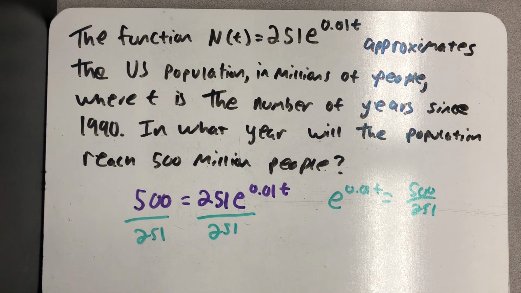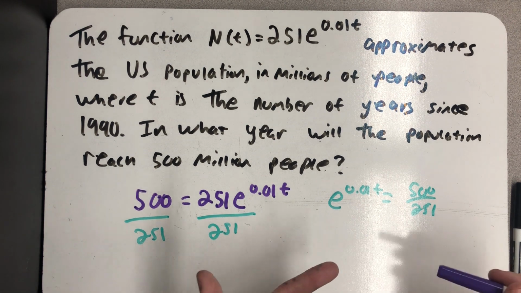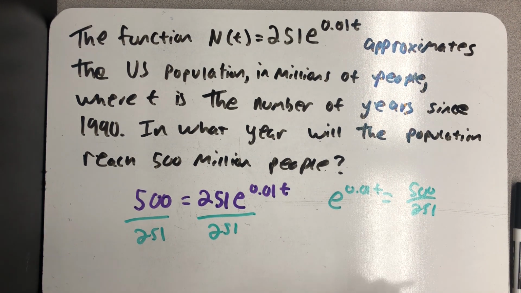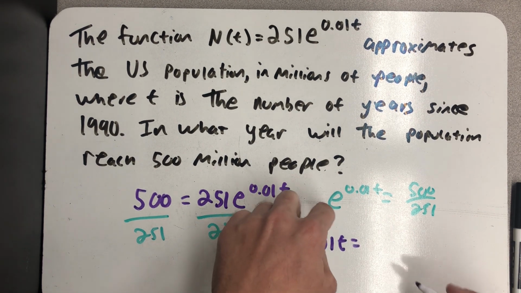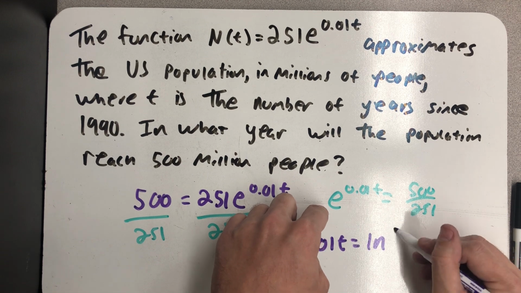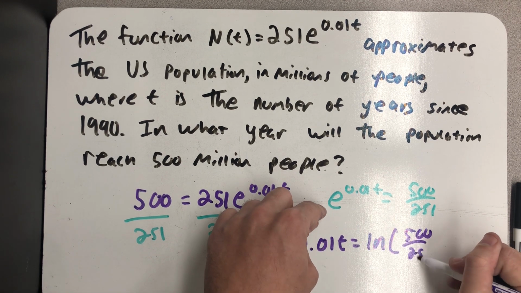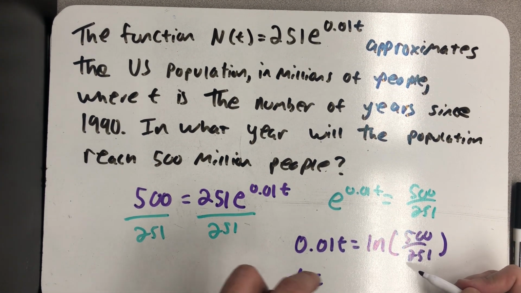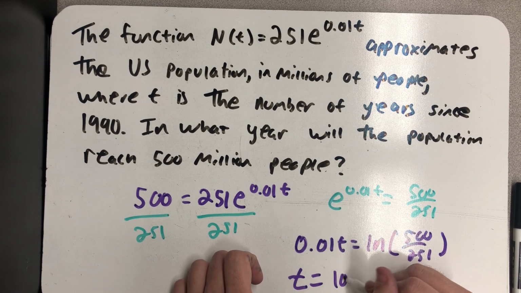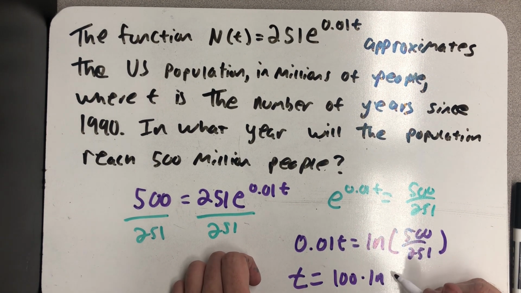And at this point, there's two really nice things to do. If we follow the methodology we were taught from our book and in the videos, we just take the natural log of both sides. I actually prefer to think about it as rewriting this as a logarithmic statement. So the exponent is equal to the log base e, which is the natural log of 500 over 251, and then t equals the natural log of 500 over 251 divided by 0.01. I'm going to write that as 100 times the natural log of 500 over 251.